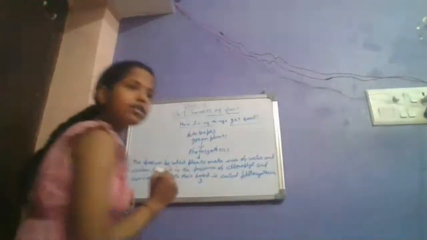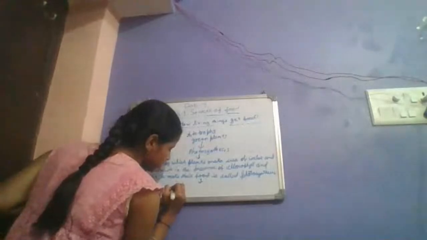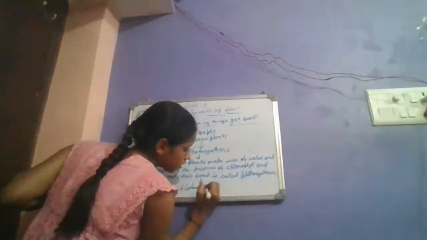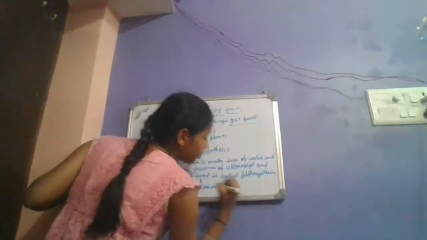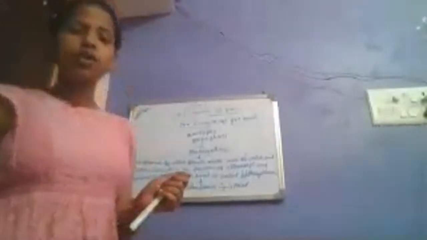Okay, so what you can just understand is that you can write over here: water plus carbon dioxide, in the presence of sunlight and chlorophyll, to manufacture their food. Is that clear? Okay, so this is a kind of trick for your exam purpose, which you can use to learn this whole definition. I've condensed it into this small portion. Is that clear? Okay, so we know now about autotrophs and heterotrophs.